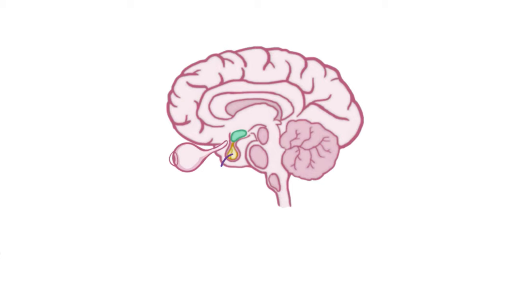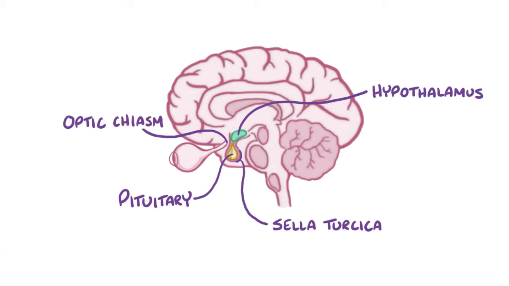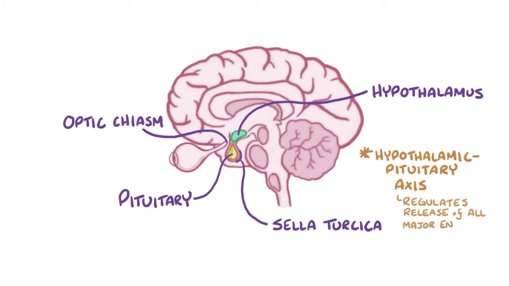Now, the pituitary is a pea-sized gland, hanging by a stalk from the base of the brain. It sits just behind the eyes near the optic chiasm, which is where the optic nerves cross, and the gland rests in a super small depression of the skull known as the sella turcica. The pituitary gland produces and secretes hormones when it receives signals from another part of the brain called the hypothalamus. Together, they form the hypothalamic-pituitary axis, which regulates the release of all the major endocrine hormones.